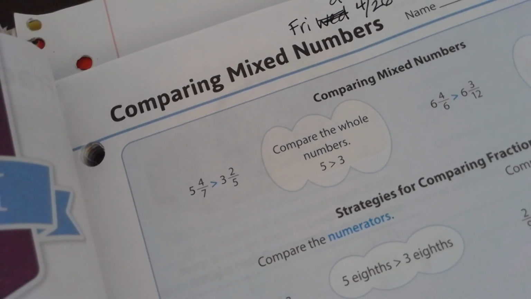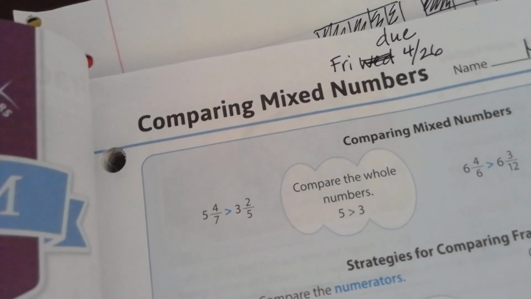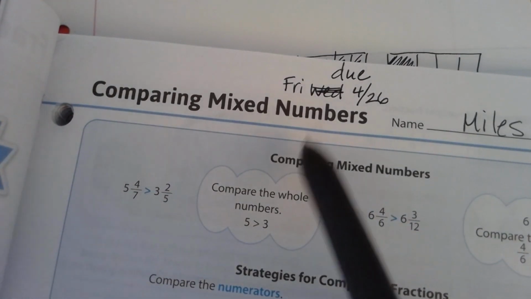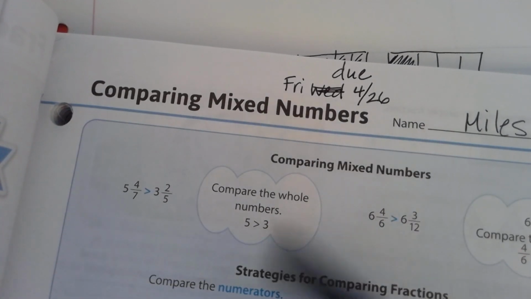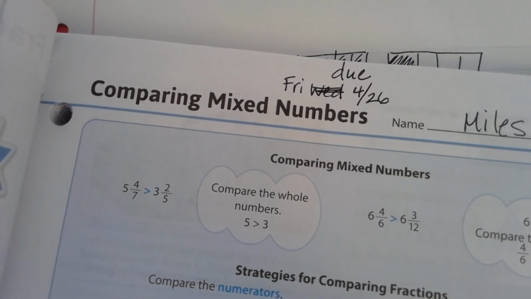We're still rolling. All right, so everybody's on page 109. We have written our name and that our assignment is due Friday, the 26th. So go ahead and make sure you write due Friday, 26th. Okay, everybody good there?